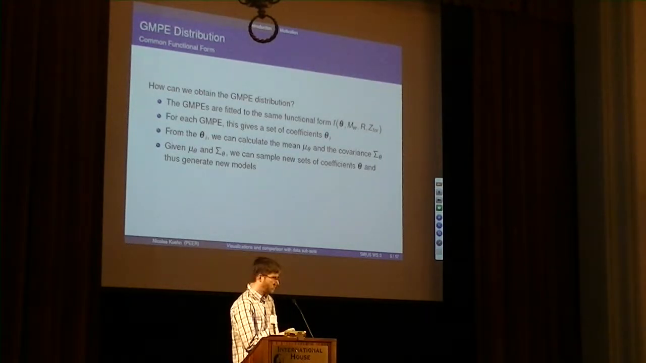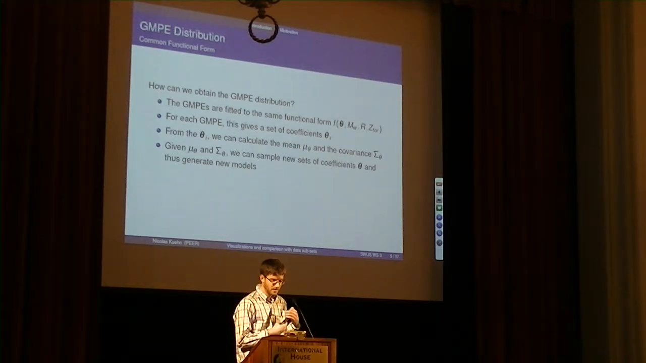Right, so this is just the same thing as I said before. Fitting, calculating mean and covariance, basically calculating the correlation of the different parameters, and then sampling new sets of coefficients, and basically sampling new sets of GMPEs.